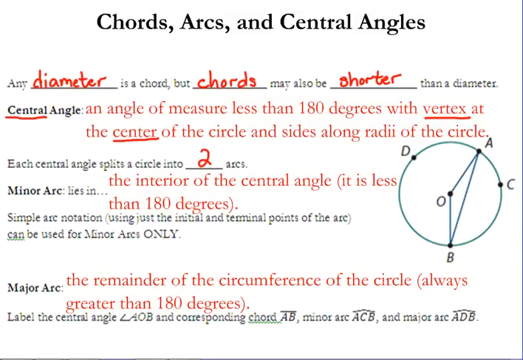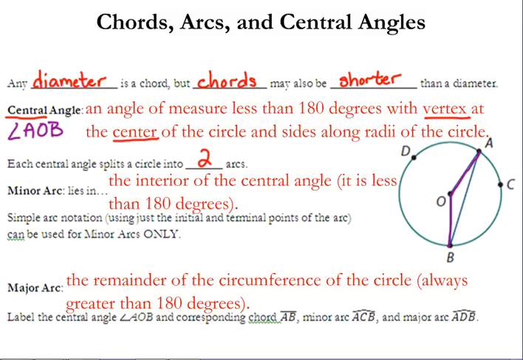Okay, now that we have all these definitions, let's get our visual. So let's start with the central angle. The central angle in this diagram is angle AOB. We start at A, our vertex is O, the end of the angle is B. So the central angle is angle AOB.